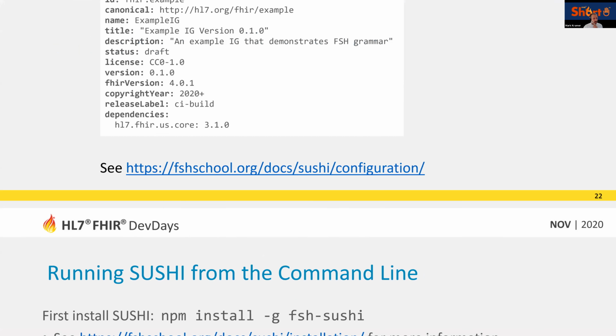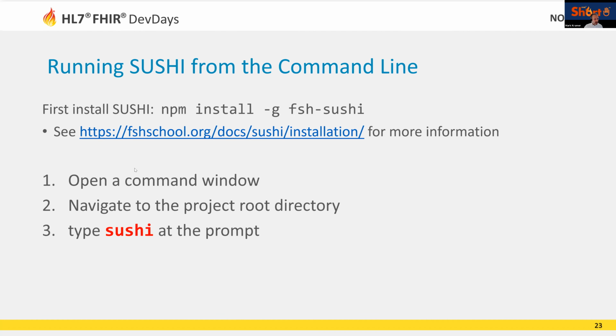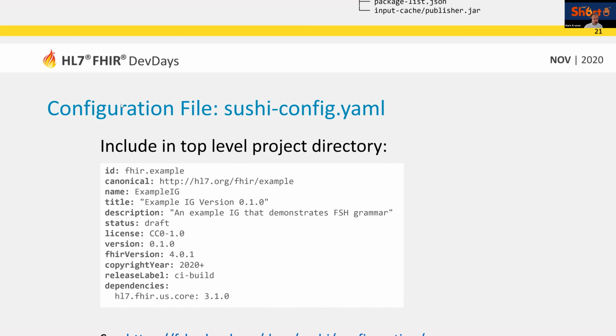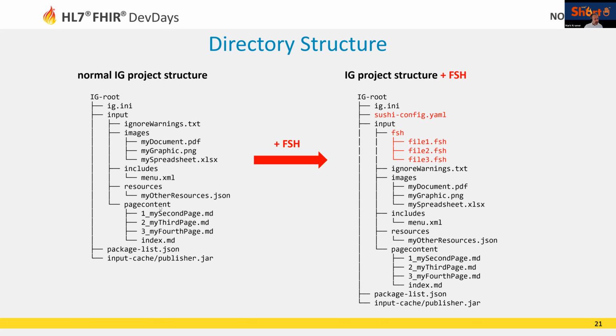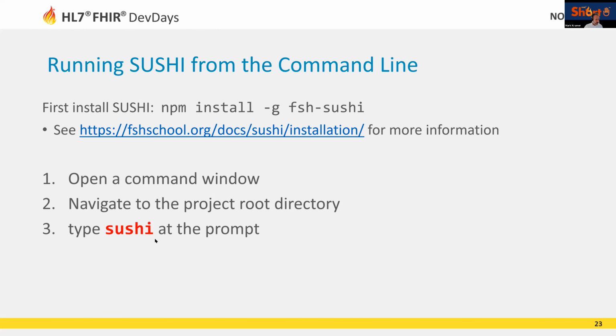So that's pretty simple. And now you run SUSHI. You'll get an experience with this in the Let's Build shortly. Right after the break, we have the second session here, and we'll show you much more about how to use SUSHI. But once you install it, which is a one-liner, just npm install -g fsh-sushi, it'll download and install that package. You open a command window, you navigate to your root directory, which is your IG root, whatever you call it. You don't have to call it that. And you type the magic word sushi.